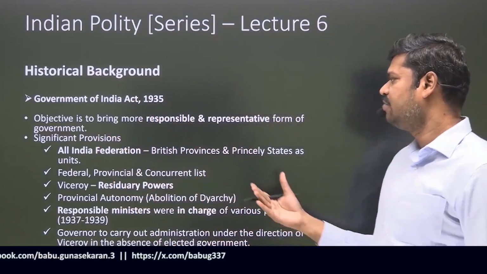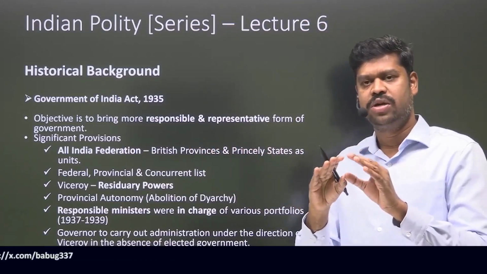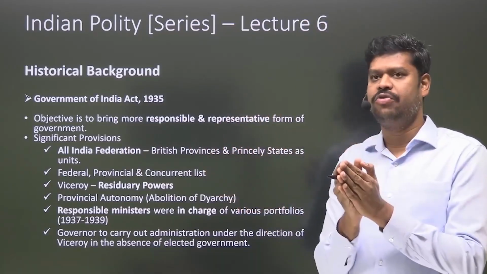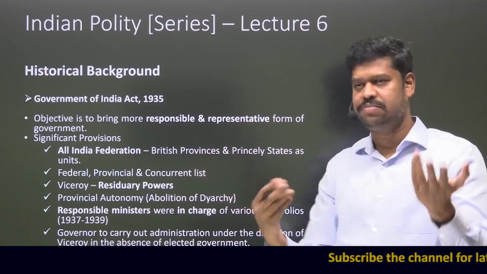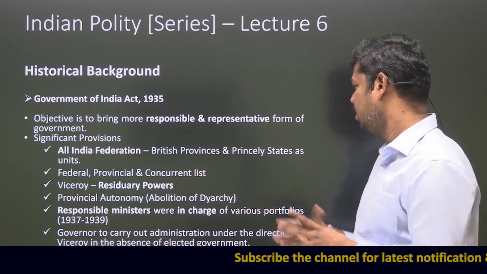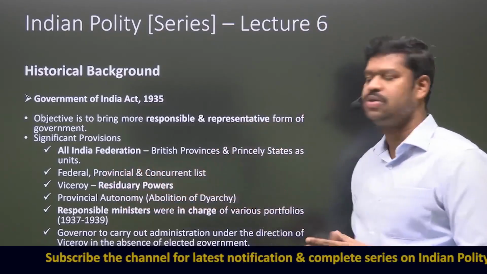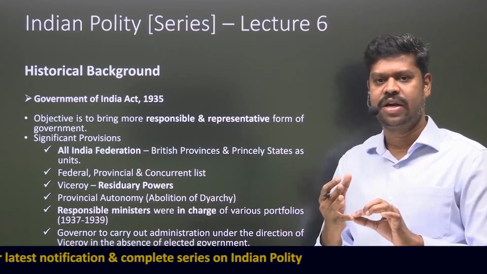And this All India Federation would consist of both the provinces as well as the princely states. So both will be part of it. And on top of that, there was demarcation of subjects. There was division of subjects between the provinces and the center. And these subjects were broadly divided into three types of list. What were the three types of list as per the Government of India Act 1935?